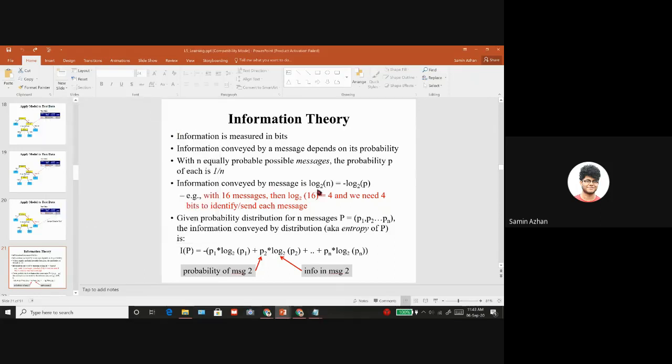So if that is clear, then we can always go for log base 2 of the number of messages. Then we'll always have the right answer, because we are trying to figure out how many bits we need, and each bit can contain 0 or 1. That's why it's log base 2.